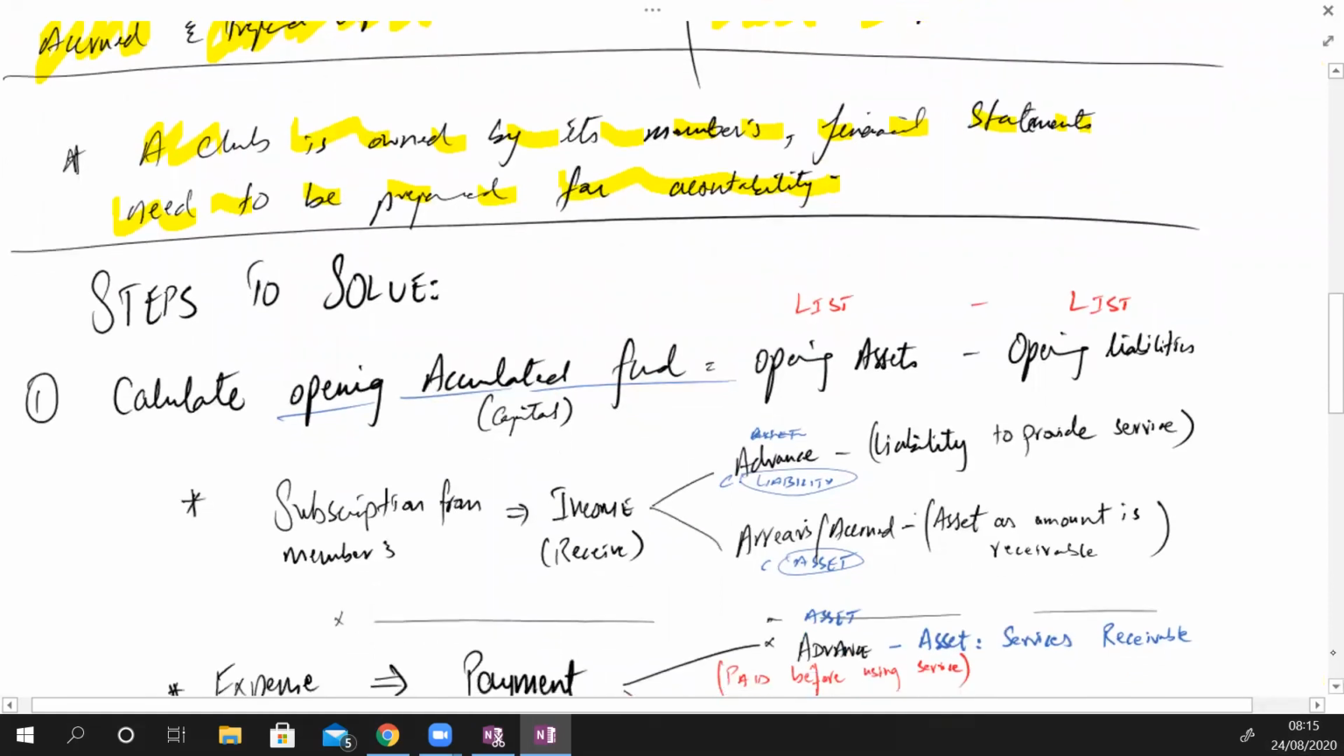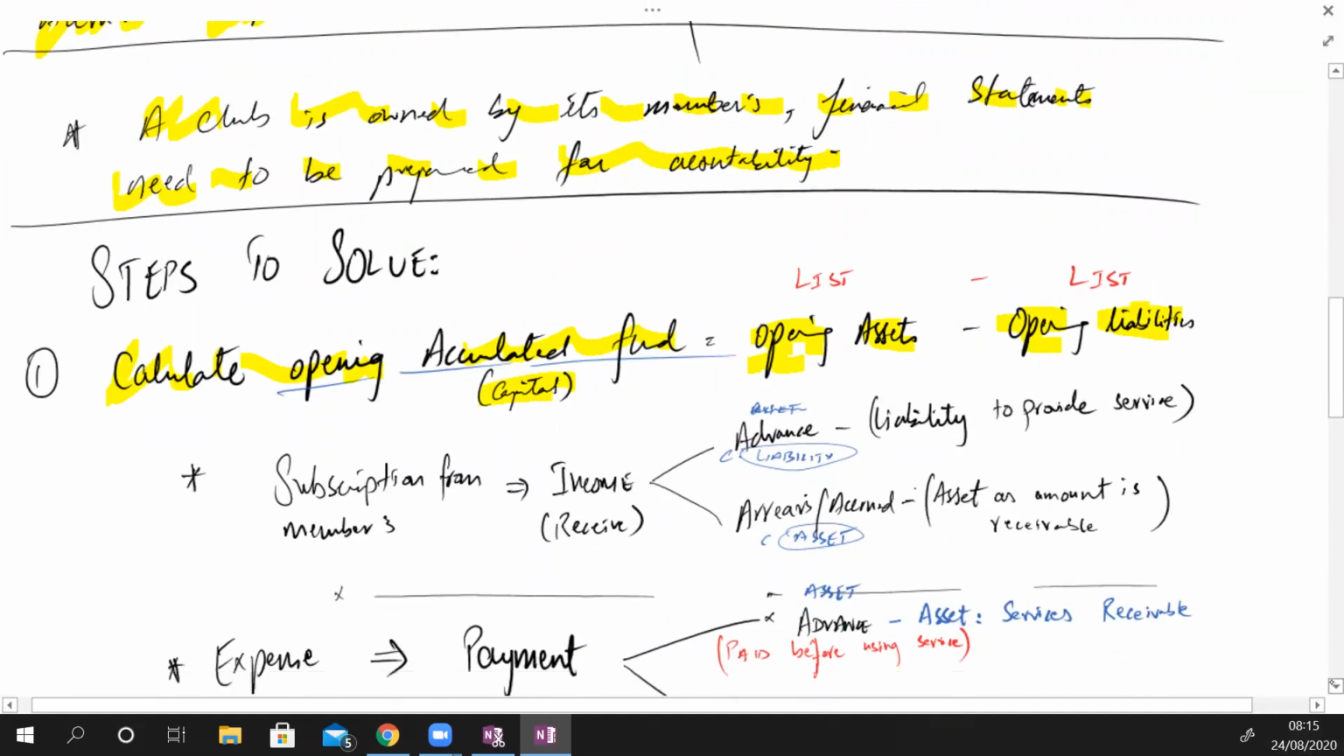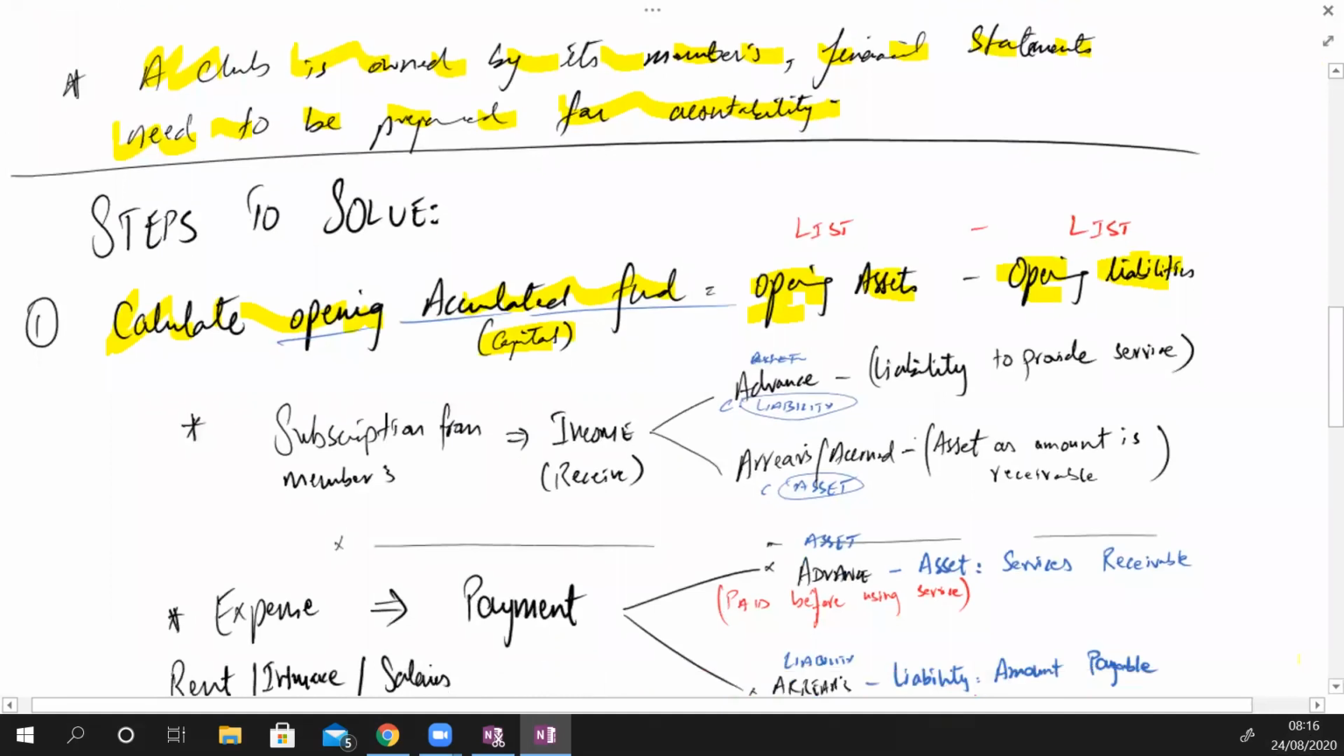The first step is calculate opening accumulated fund, which is the opening capital of a club. So opening assets minus opening liabilities. Okay. Now, within the list of assets and liabilities, what we first saw is subscription from members. The subscription is something which you receive from the members, right? So if you are receiving the subscription in advance, then it's a current liability because you have to provide services.